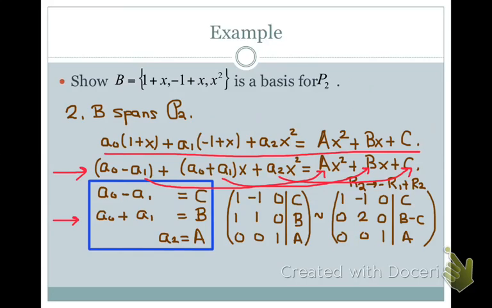And we can actually write that linear system as an augmented matrix and put it into row echelon form. And notice that there's a pivot in every column of the matrix A, which tells us that no matter what is on the right-hand side, we're going to have a solution. Hence, we can say that B, or the vectors in B, span P2.